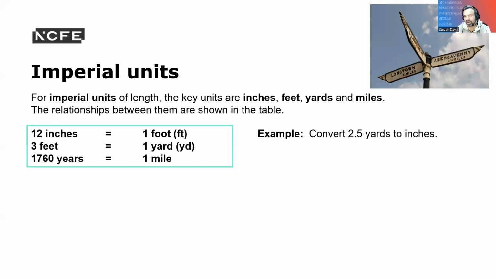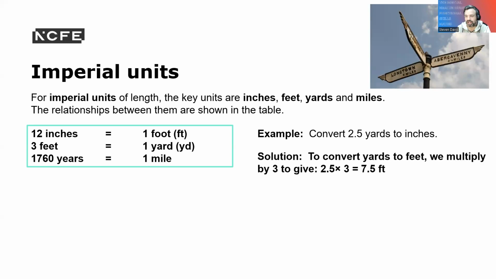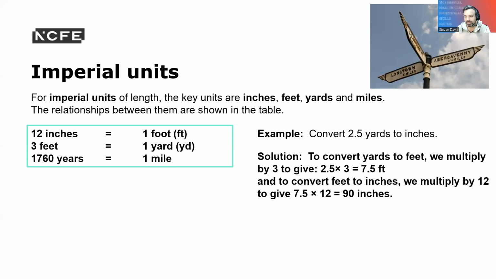Example: convert 2.5 yards to inches. To do that, you would need yards to feet. We multiply by 3, so 2.5 times 3 equals 7.5. And we convert feet to inches. We multiply by 12 to give 90.